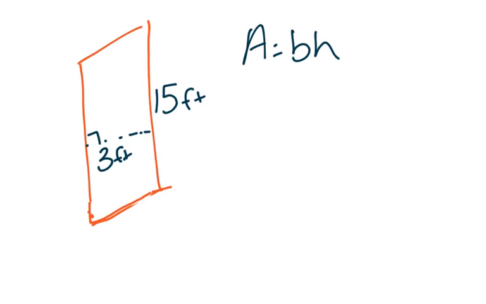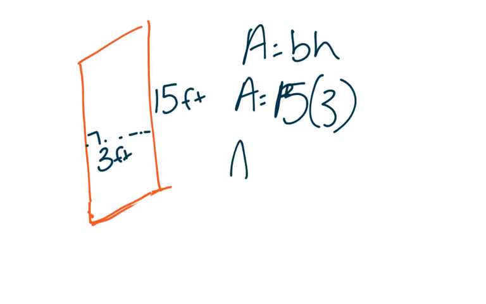I know it's obnoxious to have to write out the area formula every single time, but I really, really need you to get in the habit of doing it because it's so much easier to catch your own mistakes, and it becomes so much more necessary when you get to the more complicated area formulas like triangles and trapezoids. So write out your formula, plug in the information you already know. Your base is 15, your height is 3, area equals 45 feet squared.